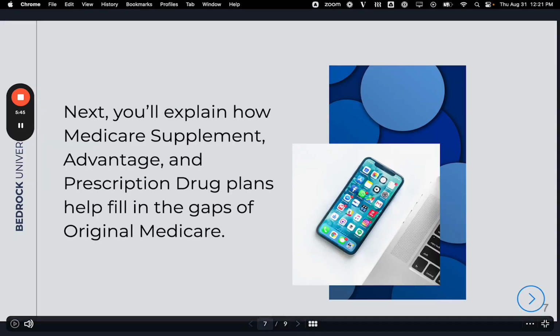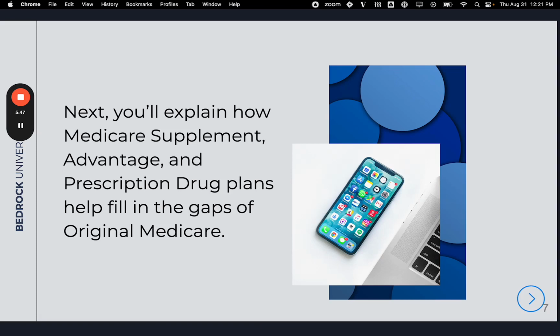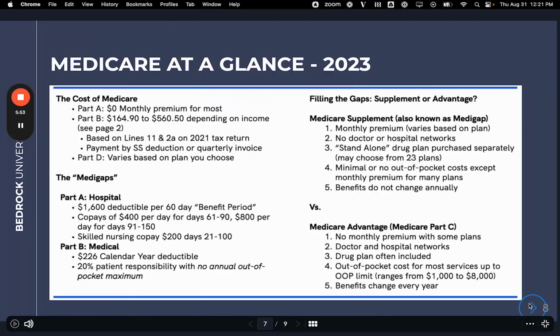Next, we'll explain how Medicare Supplement, Advantage, and prescription drug plans help fill in these gaps with original Medicare. On the right side of the sheet, you'll see a brief explanation of what Medicare Supplement does and what Medicare Advantage does. We would explain to the client, with these gaps that we found in Part A and B, there are two main ways to address this.